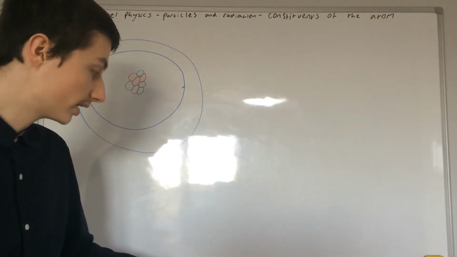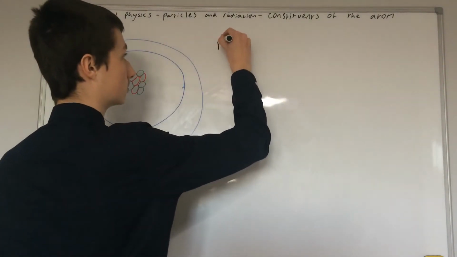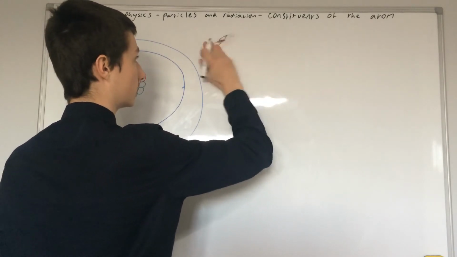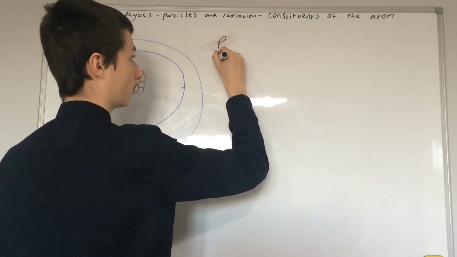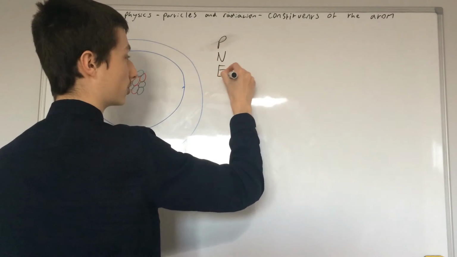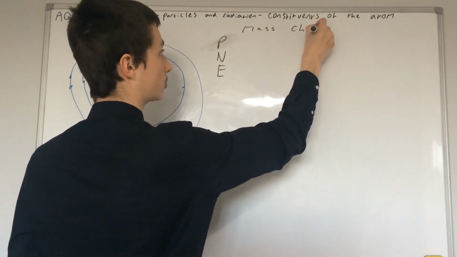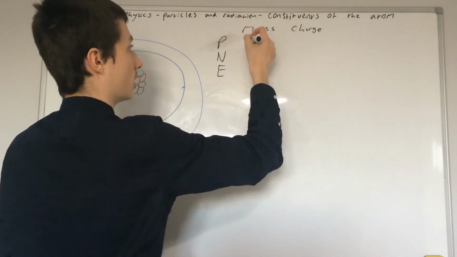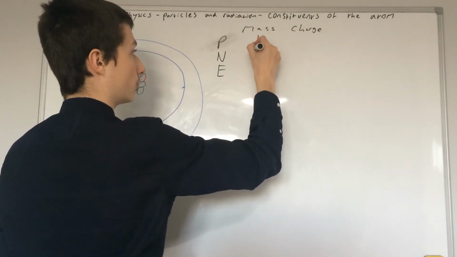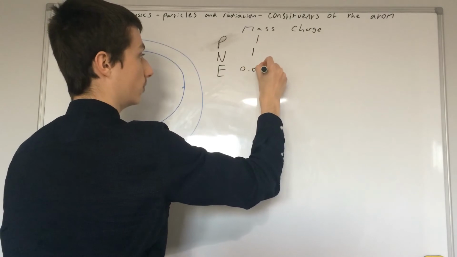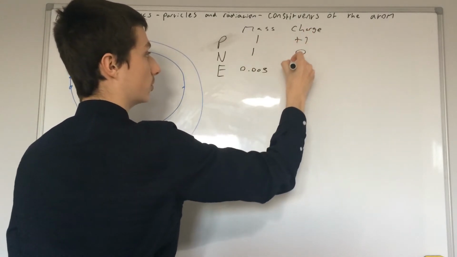We should also be familiar with this sort of table. Protons, neutrons and electrons with mass and charge. Mass is 1, 1, 0.0005, and charge is plus 1, 0, minus 1.